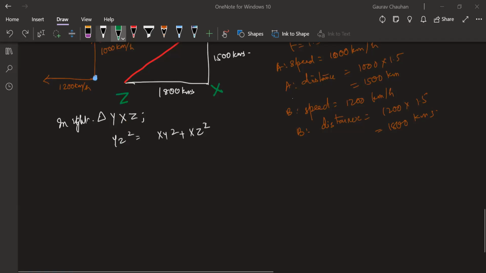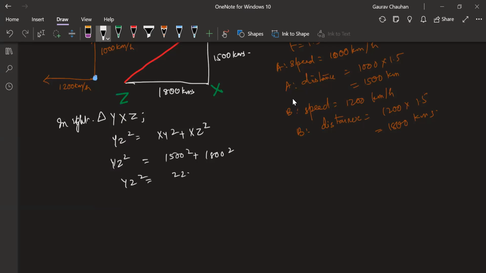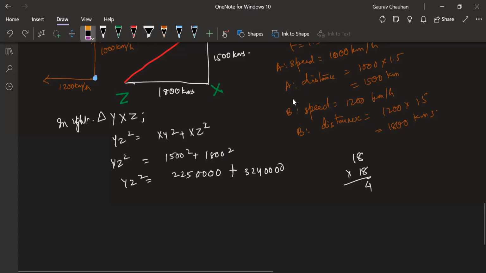So on the right side we have XY is 1500 square, XZ is 1800 square. So YZ square is equal to 15 squared, which is 225 0, 0, 0, 0. 18 squared is how much? Anyone remembers? Let me do it, 18 into 18. I don't remember actually. 324, sir. Okay, so 324 0, 0, 0, 0. Why am I writing 4 zeros? Because there are 2 zeros here, and if I square, I'll get 4 zeros.